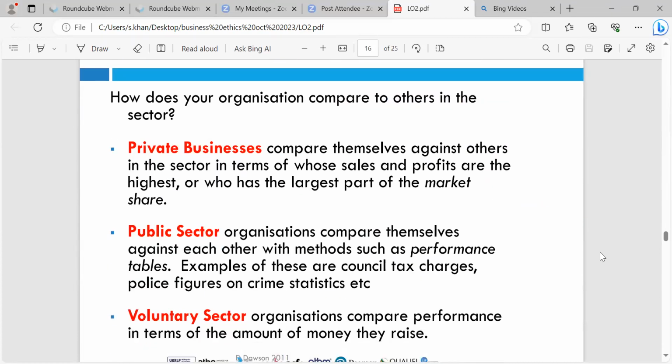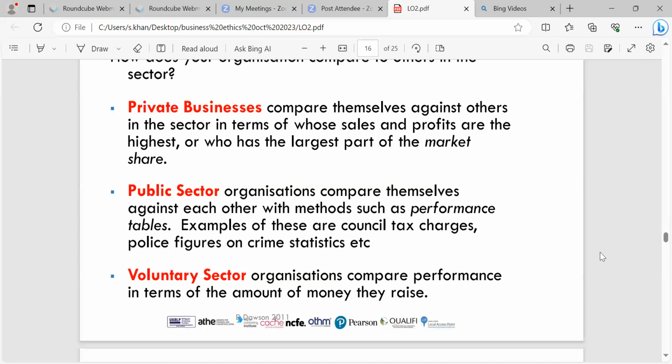Understanding the competition. How does the organisation compare to others in the sector? So we've got private businesses, and these compare themselves against others in the sector in terms of whose sales and profits are the highest, or who has the largest part of the market share. We've got public sector organisations, and they compare themselves against each other with regards to performance tables. Examples of these are council tax charges, police figures on crime statistics, and then we have voluntary sector. And these organisations compare for performance in terms of the amount of money they raise.